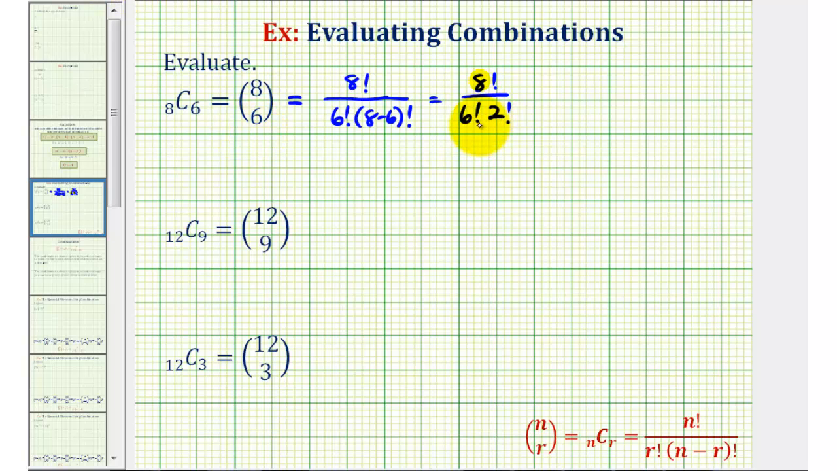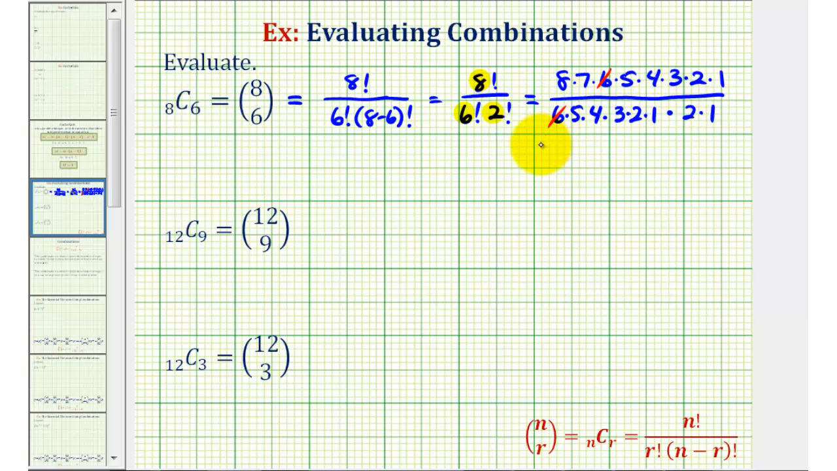Now there are a couple ways to evaluate this. If nothing else, we should expand the factorials. So let's go ahead and do that. 8 factorial is equal to 8 times 7 times 6 times 5 times 4 times 3 times 2 times 1. 6 factorial is equal to 6 times 5 times 4 times 3 times 2 times 1. And 2 factorial is equal to 2 times 1. This is kind of the long way. We'll take a shorter approach in the next example. But this still works.